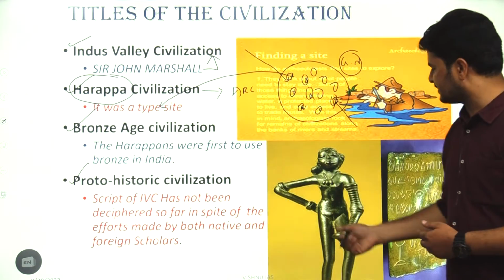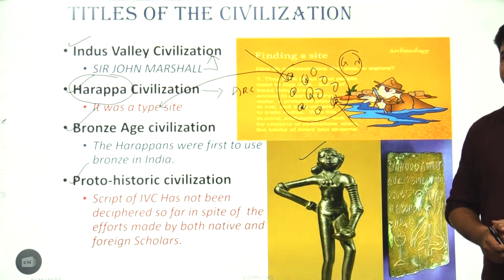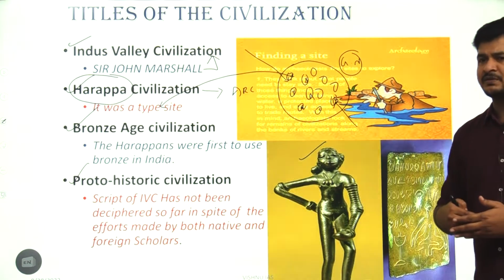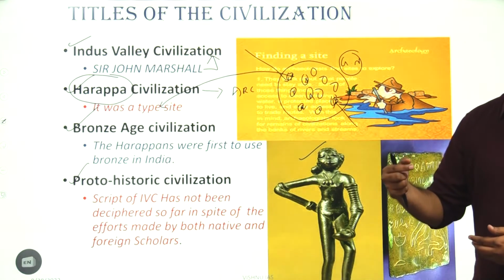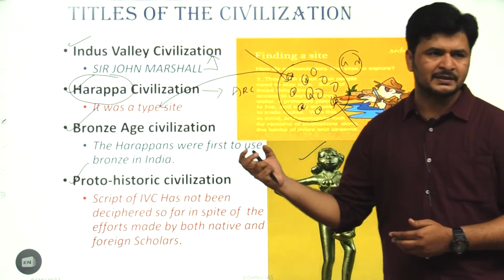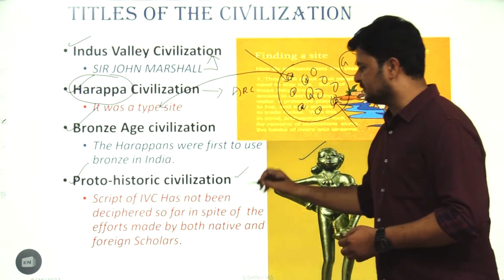Bronze Age civilization, the best example, the dancing girl. It was made of bronze metal. And we also learnt in the previous session, bronze is an alloy metal. It's a mixture of two metals, copper and tin. And finally, proto-historic age civilization.